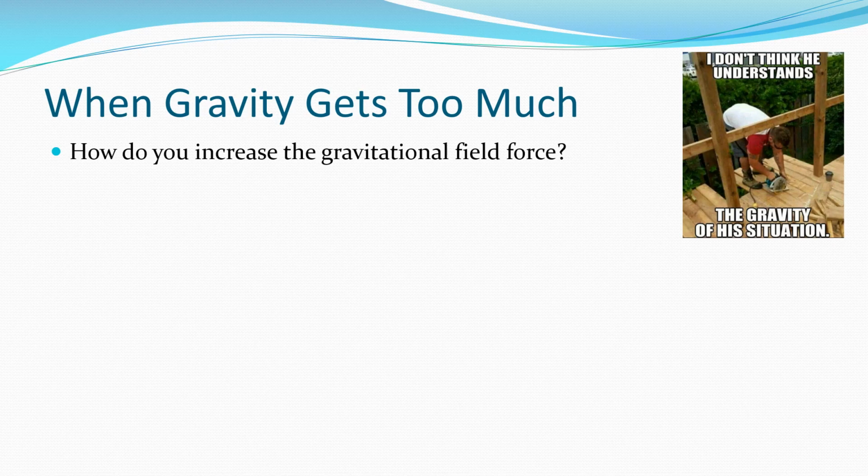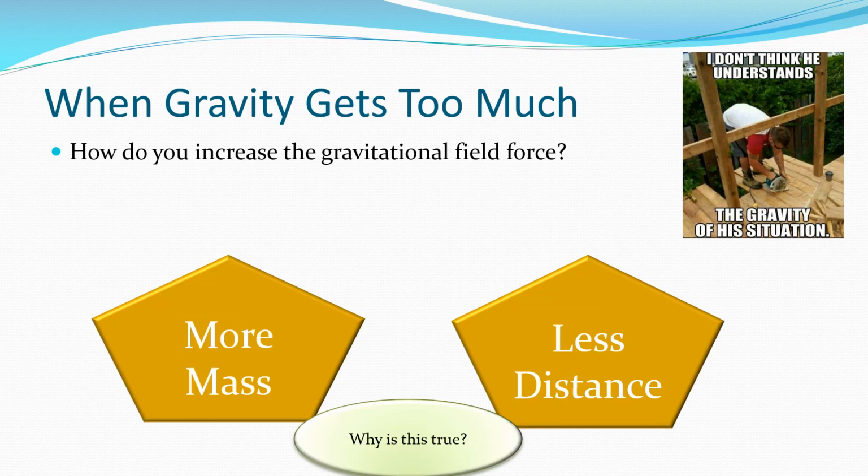All right, let's look at some examples, and don't be like this bloke over the side here. When gravity gets too much, how do you increase the gravitational field force? Think about what it's a function of. It's a function of masses and distance. So you either get more mass or you get less distance. What is the equation I'm referring to when I do that? We did it. We talked about one version of it. We talked about it last lesson.